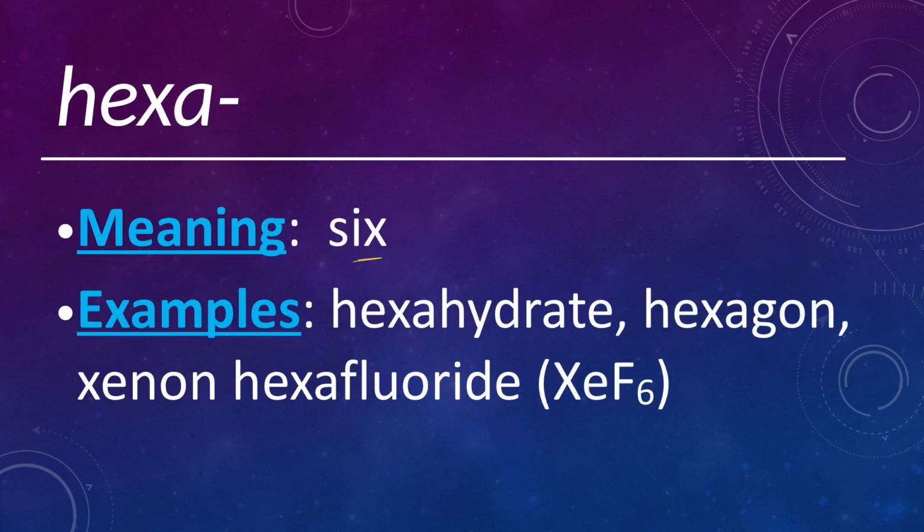Hexa means 6. So hexahydrate would be a compound that had 6 water molecules associated with it, so hexahydrate. A hexagon is a 6-sided shape, so it's hexagonal. And then xenon hexafluoride would be a xenon atom with 6 fluorine atoms. It's one of the few compounds that can be made with a noble gas. Xenon is a noble gas.